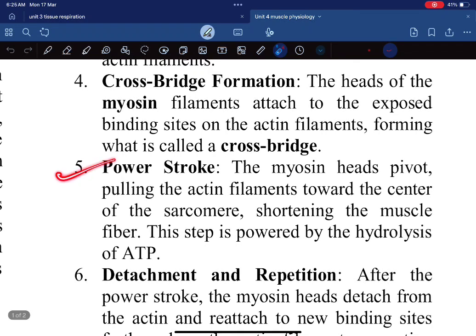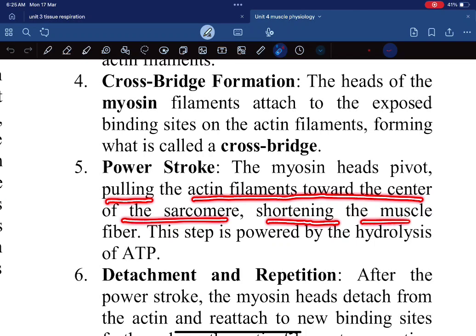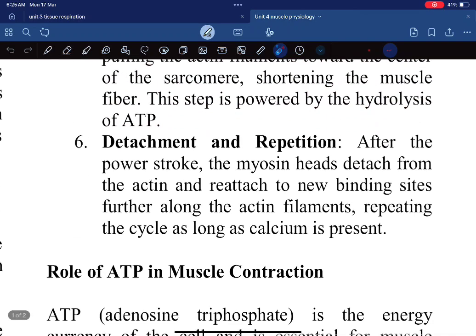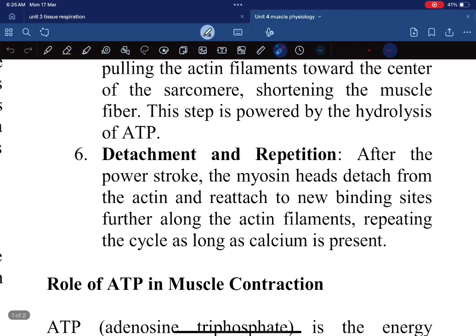Fifth, power stroke. The myosin heads pivot, pulling the actin filaments toward the center of the sarcomere, shortening the muscle fiber. This step is powered by the hydrolysis of ATP. Sixth, detachment and repetition. After the power stroke, the myosin heads detach from the actin and reattach to new binding sites further along the actin filament, repeating the cycle as long as calcium is present.